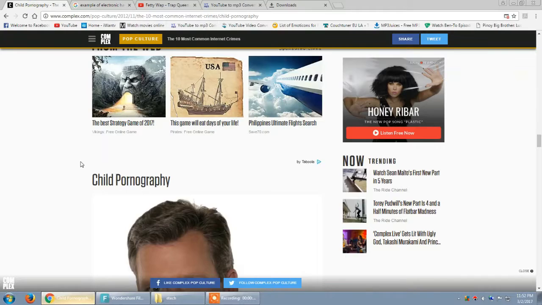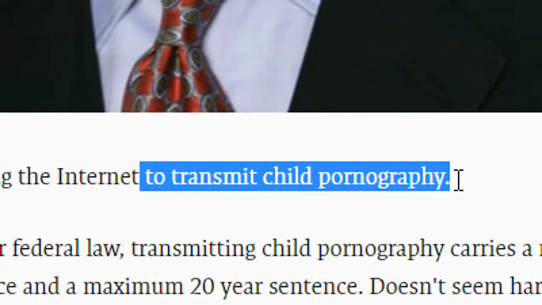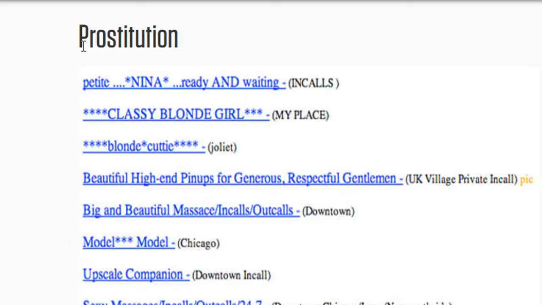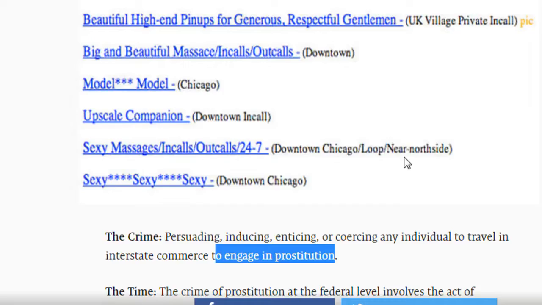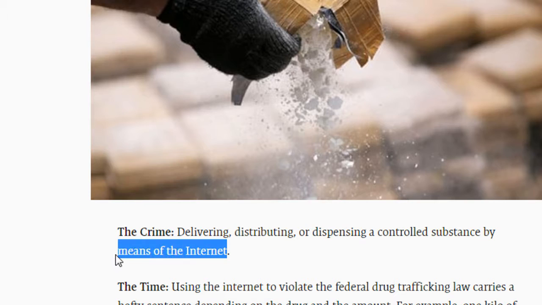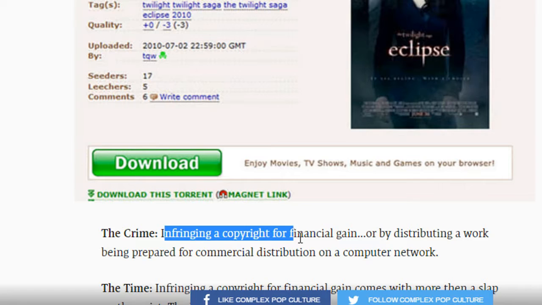Next one is child pornography, the act of using the internet to show child pornography. This act is highly punishable by law. Prostitution, the act of using the internet to engage in prostitution. The next one is drug trafficking, the act of selling illegal substances using the internet. And lastly, criminal copyright infringement, the act of piracy mainly for financial gain.